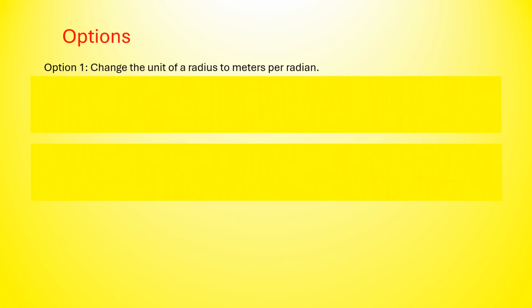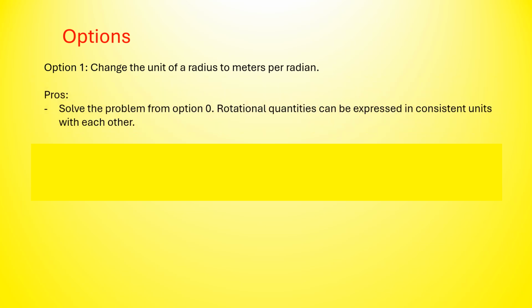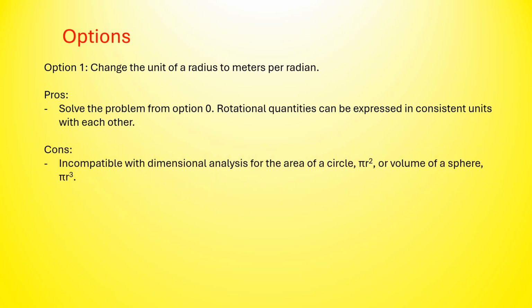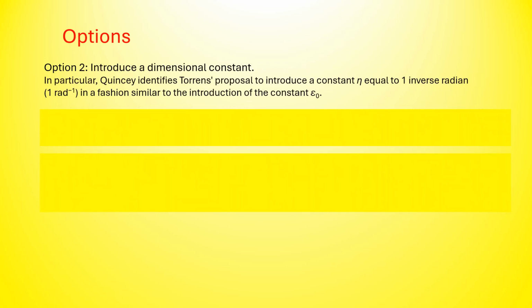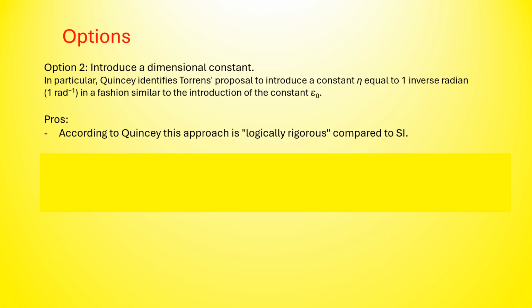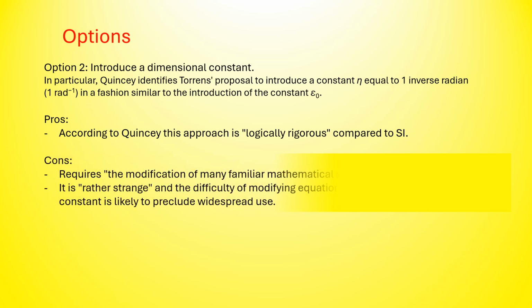Option 1. Change the unit of a radius to meters per radian. Pros. Solve the problem from option 0. Rotational quantities can be expressed in consistent units with each other. Cons. Incompatible with dimensional analysis for the area of a circle, pi times r squared, or volume of a sphere, pi times r cubed. Option 2. Introduce a dimensional constant. Pros. According to Quincy, this approach is logically rigorous compared to SI. Cons. Requires the modification of many familiar mathematical and physical equations. It is rather strange, and the difficulty of modifying equations to add the dimensional constant is likely to preclude widespread use.